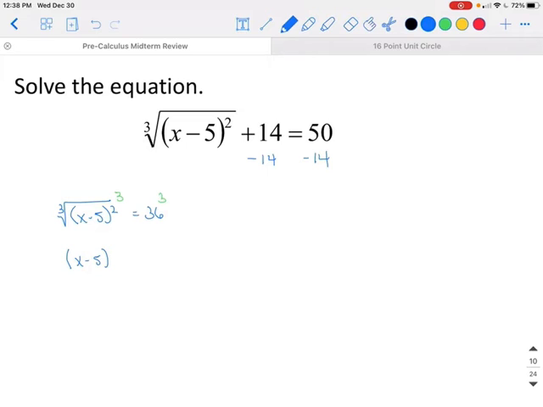So this is going to leave us with (x minus 5) squared is equal to 46,656.